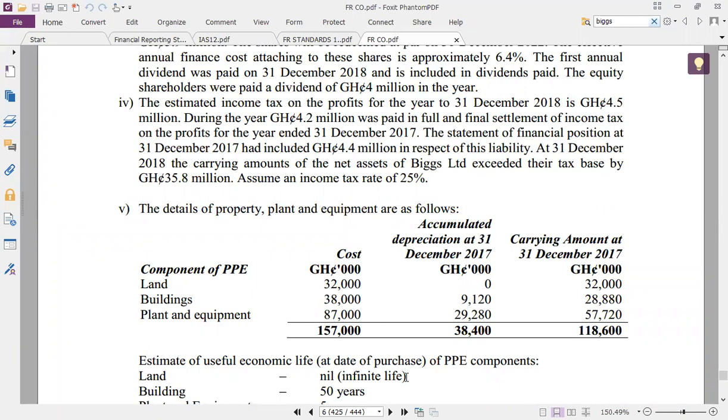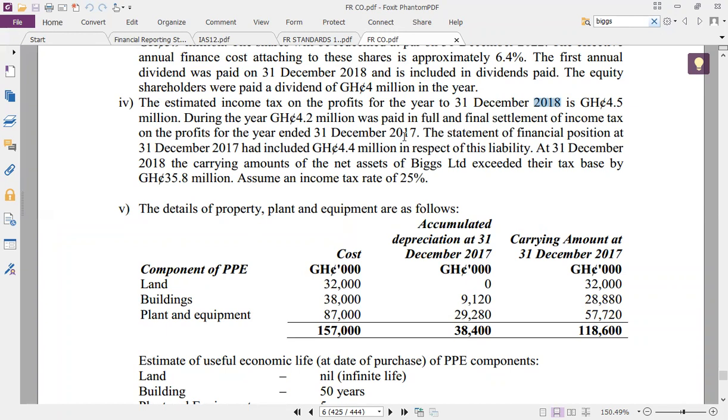Let's go and check the current year. What is the current year? The current year is 31 December 2018. So they are telling us final tax paid for last year, which is 2017. So what is calling you? Under or over tax provision is calling you when you see that they are quoting those terms.